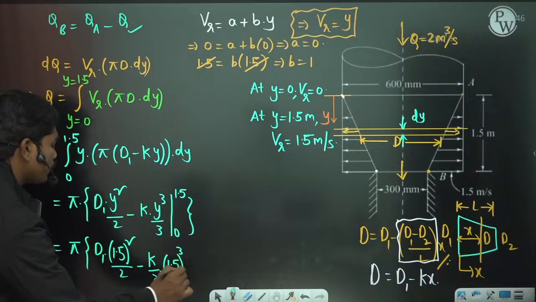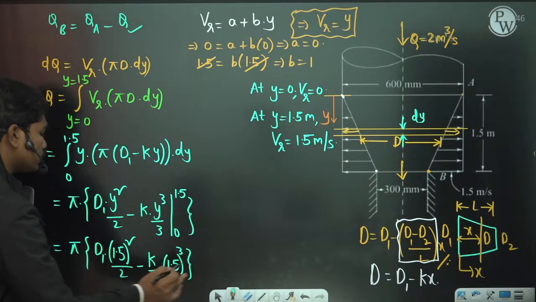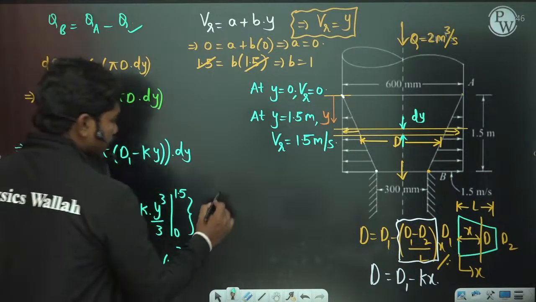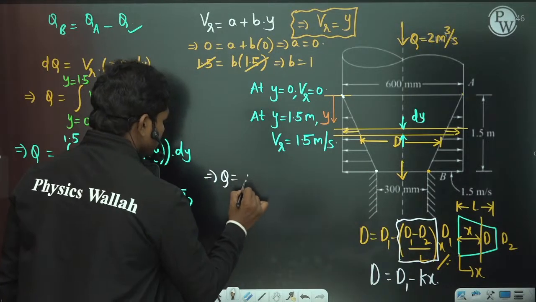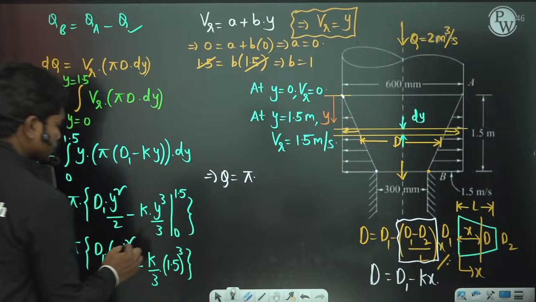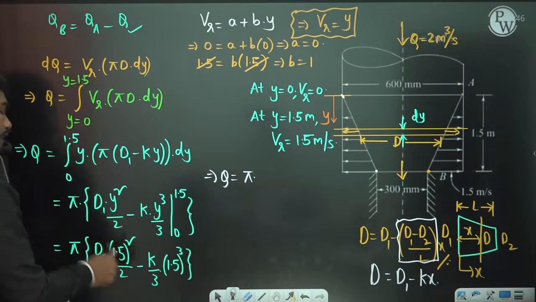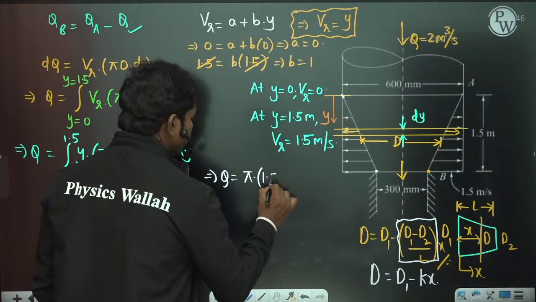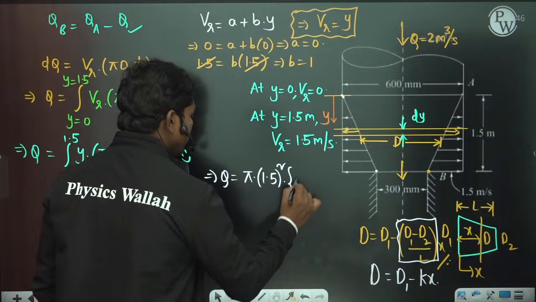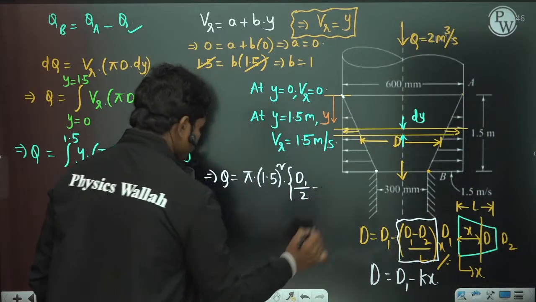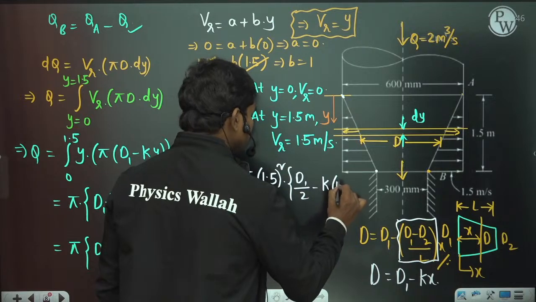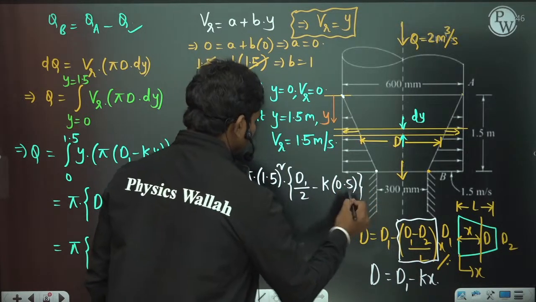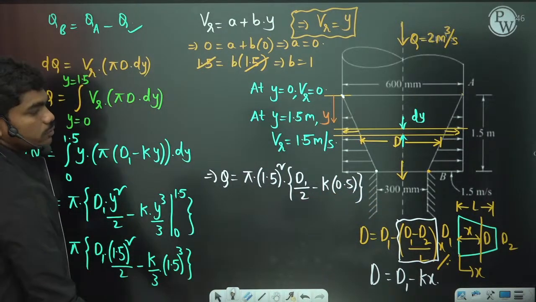Okay, we have this 1.5 whole cube minus 0. When you put y is equal to 0, this is total 0. So let us calculate the discharge. Q is equal to pi, which is constant. Then 1.5 whole square can be taken out. Then you have d1 by 2 minus k into 1.5 by 3. So that can be written as k into 0.5, because if you see, the 3 cancels with 1.5, giving 0.5 times, that's it.